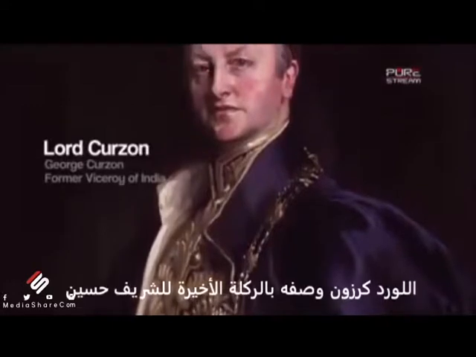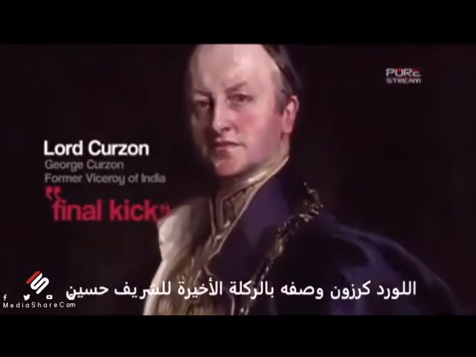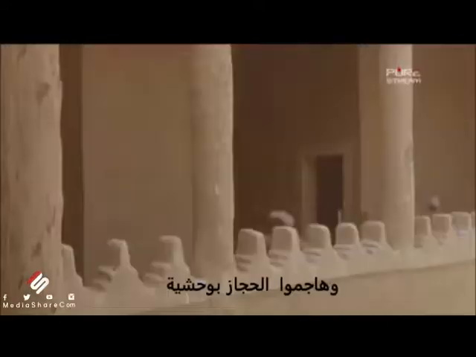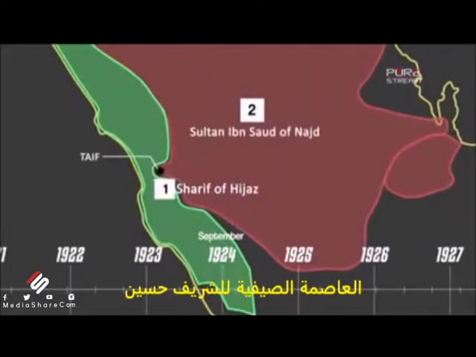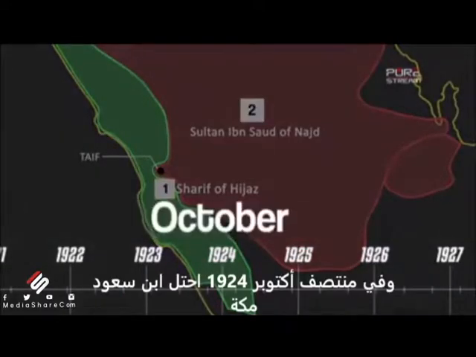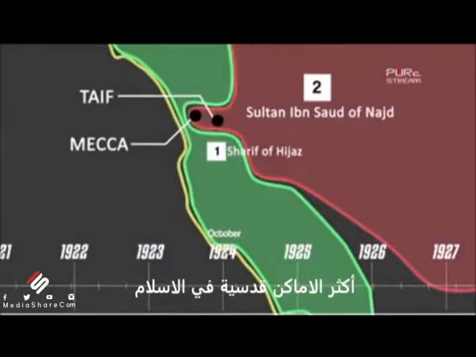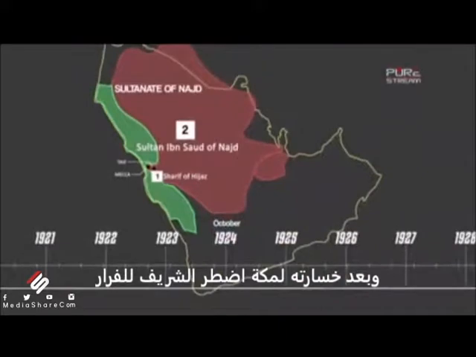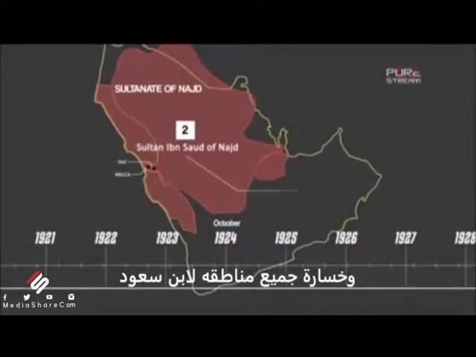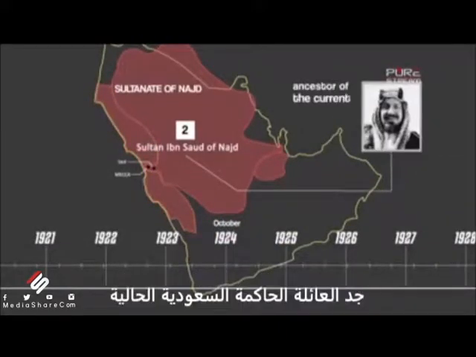Within weeks, the forces of Ibn Saud and his Wahhabi followers began to administer what the British Foreign Secretary Lord Curzon called the final kick to Sharif Hussein, and ruthlessly attacked Hijazi territory. By September 1924, Ibn Saud had overrun Ta'if, the summer capital of the Sharif. In mid-October 1924, Ibn Saud captured Mecca, the holiest place in Islam. After losing Mecca, the Sharif had to flee and lose his entire territory to Ibn Saud, ancestor of the current Saudi lineage.